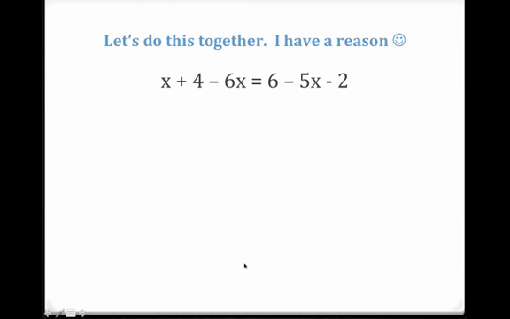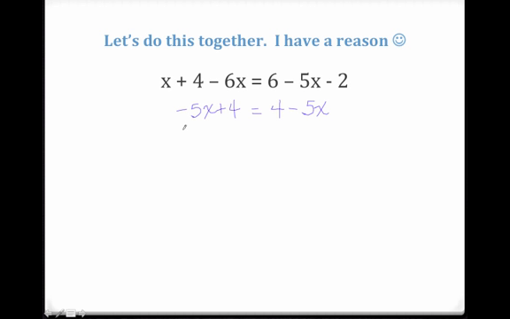So, of course, I'm going to simplify first. I've got my x and my negative 6x, so I'm going to have a negative 5x, and I still have my plus 4. And on this side, I've got a 6, and remember, I can use the commutative property to move this 2 over here, and that's a negative 2, so I end up with 4 minus 5x. Well, look at that. I've got a negative 5x over here, a negative 5x over here, a positive 4, and a positive 4. I could even go so far as to try to solve this.